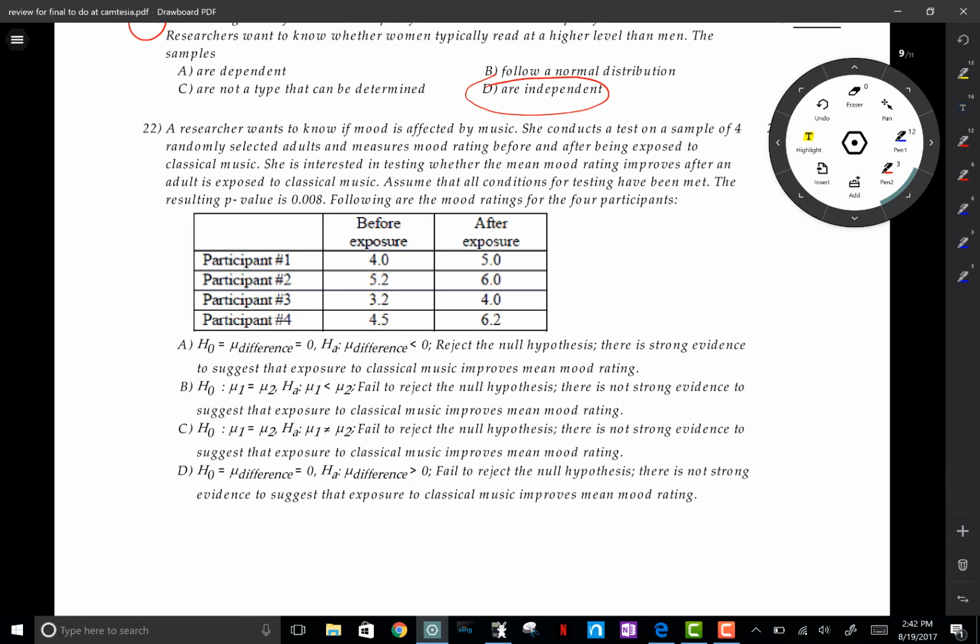Alright, so for this one, if you look at it, it is a before and after. Anytime it's before and after, those are usually dependent data sets. So in the before and after, what they're asking us to do is look at the p-value, and based on the p-value, figure out if we should reject or fail to reject the null hypothesis. But they also want us to write the null hypothesis and alternate hypothesis.